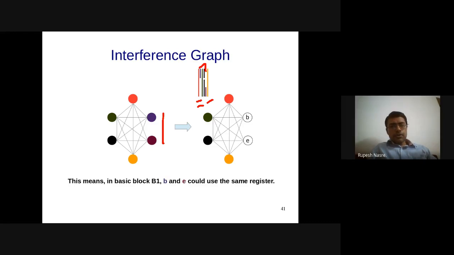If you look in basic block B1, B and E could use the same register, and we can go back and check how that B1 looked. So B was already defined, then B is getting used here. After that, B is not live, and then E is getting defined and then used here, and that shows that their live ranges do not overlap, so we can give them the same register. Okay.